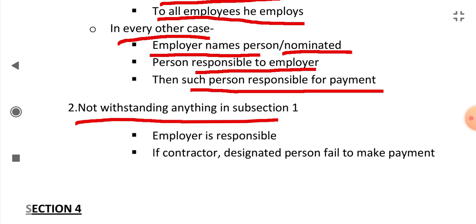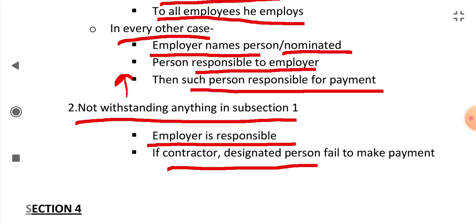Notwithstanding anything in subsection 1, the employer will be responsible if the contractor or the designated or the nominated person fails to make the payment. Then the employer will be responsible.